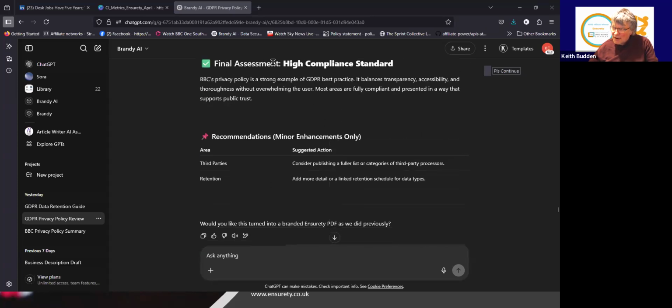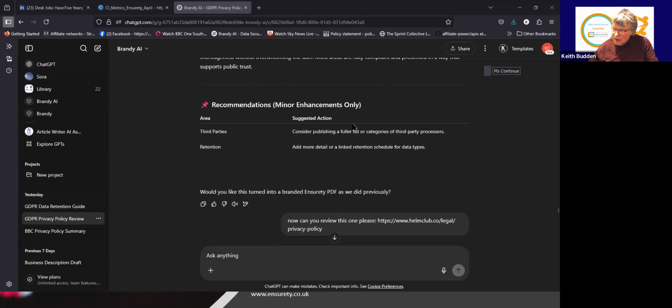So the final assessment is that it's to a high compliance standard, and the BBC's privacy policy is a strong example of GDPR best practice. It balances transparency, accessibility, and thoroughness without overwhelming the user. Most areas are fully compliant and presented in a way that supports public trust. Whoopie-doo, gold star for the BBC. And given their status, really wouldn't expect anything else.